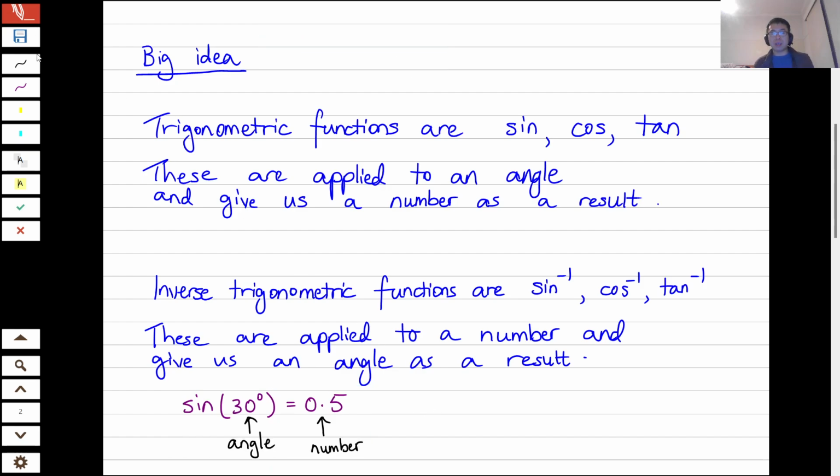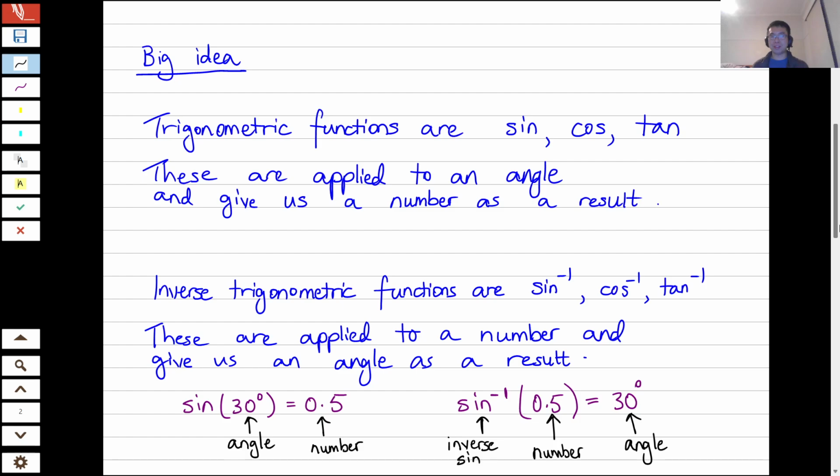So if I know this, another way of writing this today will be to say the inverse sine of 0.5 is 30 degrees, although your calculator will just say 30. And this is going to be inverse or opposite or reverse sine. And I'm going to put in a number and get an angle as my answer.